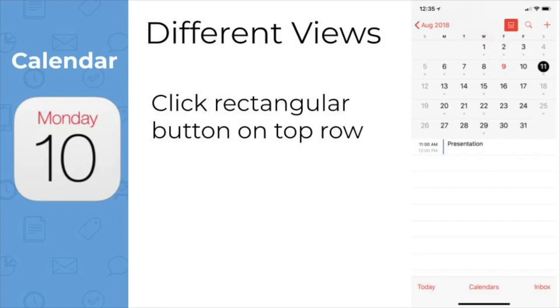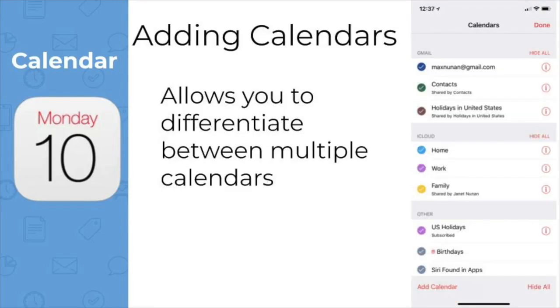Next, let's press on the Calendars button in the very bottom center of the screen. This will take you to the Calendars view, where you can toggle on or off different calendars that you may have set up. The 2 main calendars that you'll most likely see on your phone are your iCloud calendar and your primary email calendar. You can see looking at the slide right now that my primary email is a Gmail account, and so I have my Gmail email turned on.